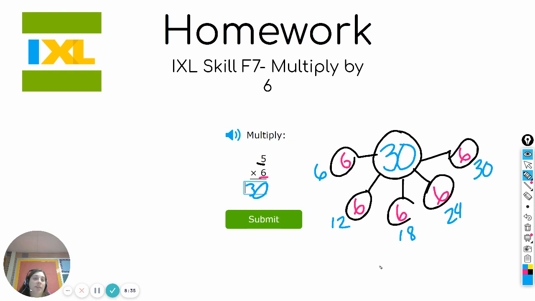Okay, go ahead and get started. Make sure when you're working on your IXL that you keep your whiteboards out so that you can use them to help solve your IXL skills.